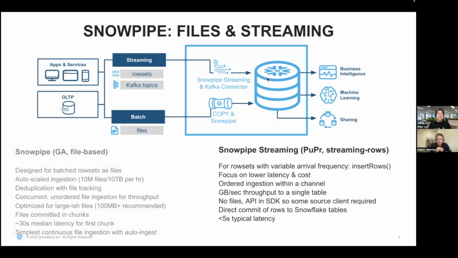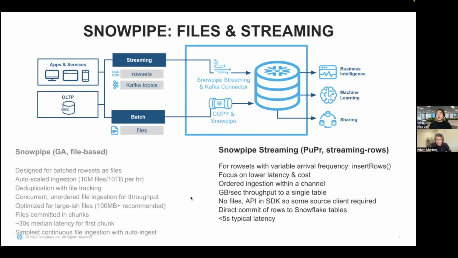So I'll just quickly show you a little bit behind the covers how this is all going to work. What I've done here is showing you the two methods. The traditional method of ingesting into Snowflake is via what we call Snowpipe. And that's really a file-based mechanism, right? That's something that's GA today, and it's designed for batched row sets. So we're talking about auto ingesting in terms of around 10 megabyte files, 10 million files and 10 terabytes per hour kind of scenarios. And it does dedupe and also file tracking as well, right? Those are the capabilities of the existing Snowpipe that we have today.